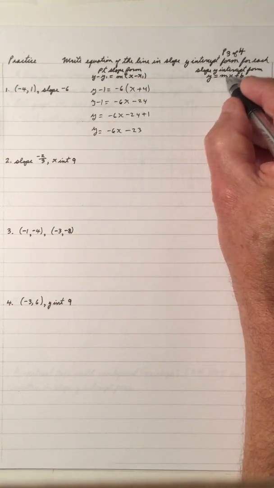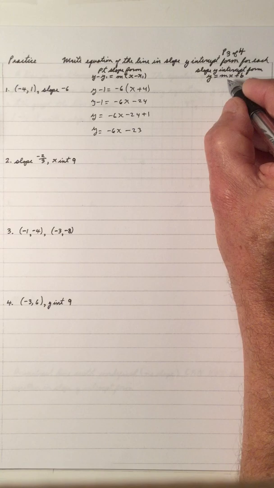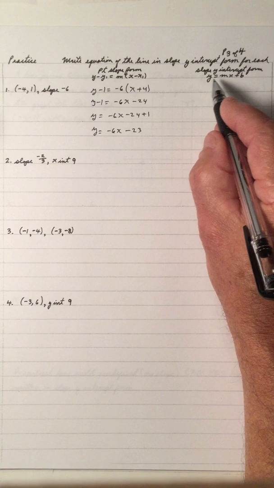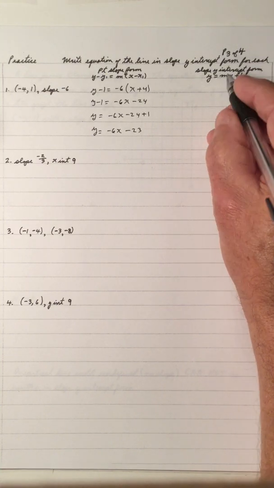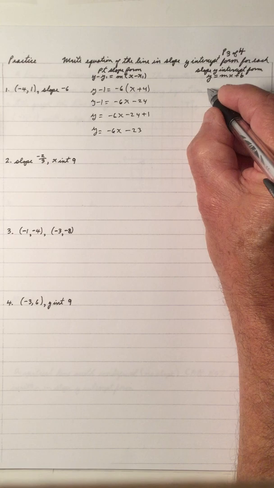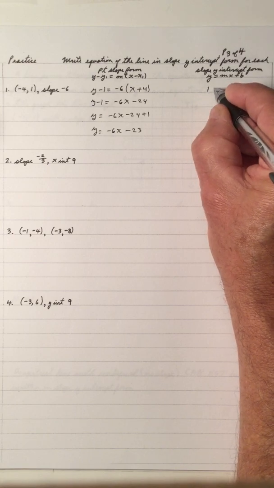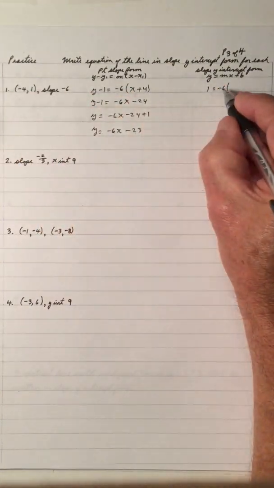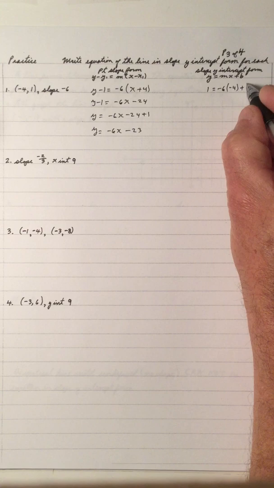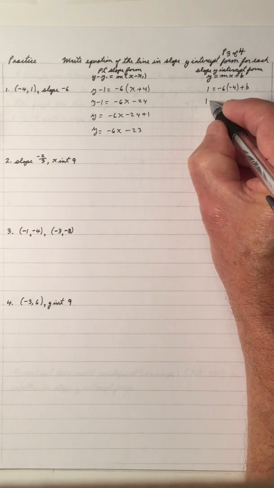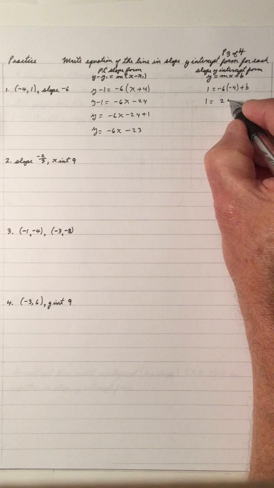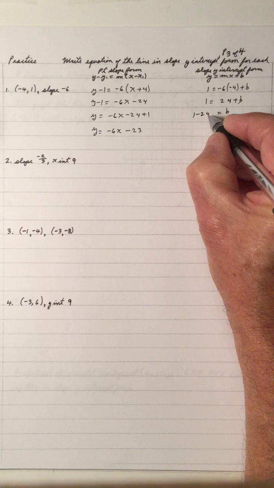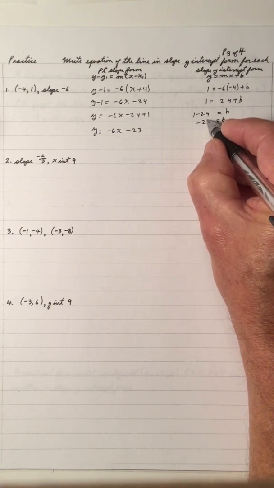If you plug it into y equals mx plus b right away, let's see, we have an x, we have a y, and we have a slope. So the only unknown is the b. So plug in: y is 1, slope is negative 6, x is negative 4, and we have to find the b. So 1 equals 24 plus b. So leave the b there. 1 minus 24, so b is negative 23.